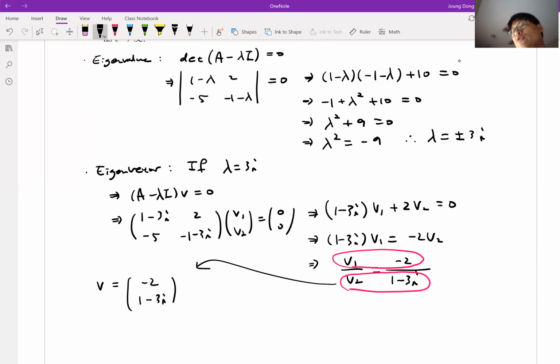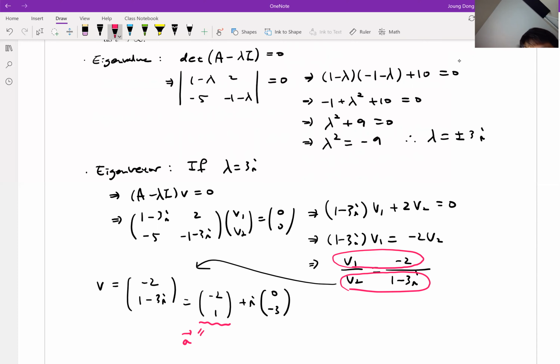So far there's no difference from the previous problem. But what we're going to do is separate the real element and the imaginary element, and write it in a plus bi form. This can be decomposed like this: negative 2, 1, plus i times 0, negative 3. Then I'll say negative 2, 1 is vector A, and 0, negative 3 is vector B. That's enough. Now we can plug this into the formula from the previous slides.